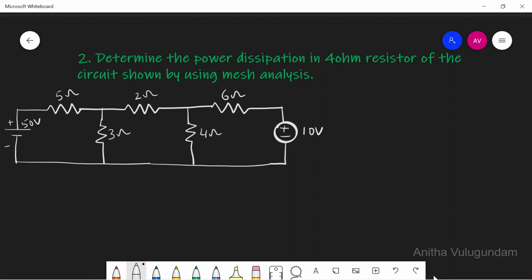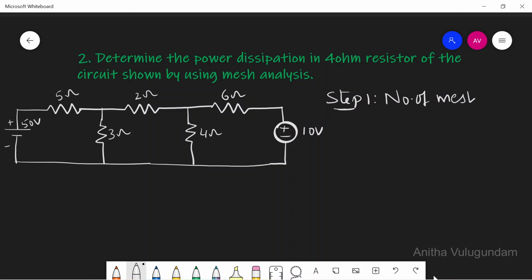In the previous lecture, we have seen the procedure steps. Step 1 is to identify the number of meshes. Step 2 is to assign mesh currents. Step 3 is to write the KVL equation for each and every mesh. Step 4 is to solve the KVL equations to obtain the mesh currents. We follow the same steps now. Step 1: identify the number of meshes.